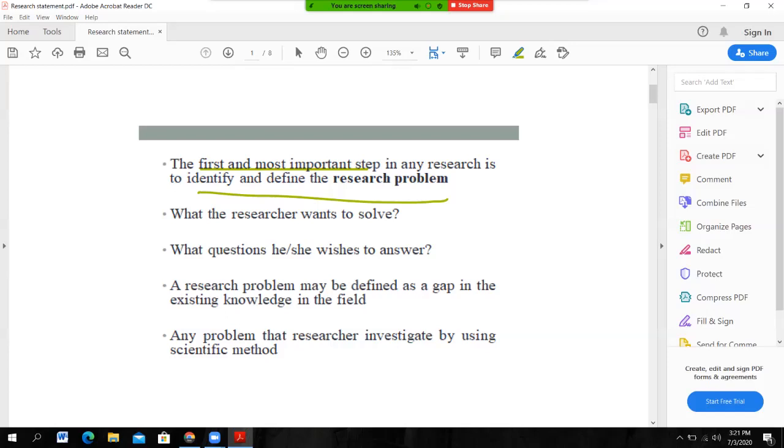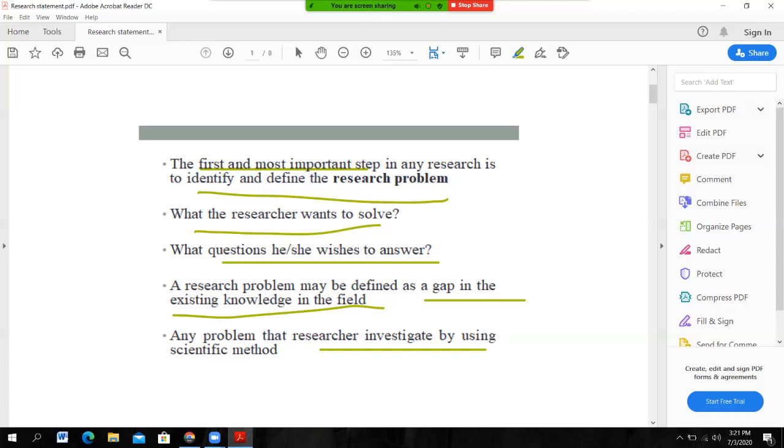So what the research problem means, actually the research problem means that what the researcher wants to solve, or what are the questions that the researcher wishes to answer. So a research problem may be defined as a gap in the existing knowledge of the research area, or any problem that the researcher investigates by using scientific method is called a research problem.